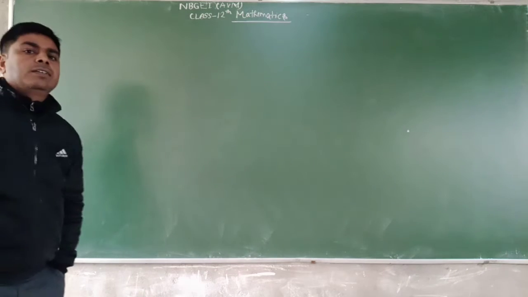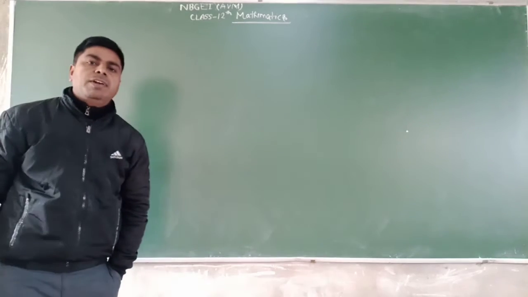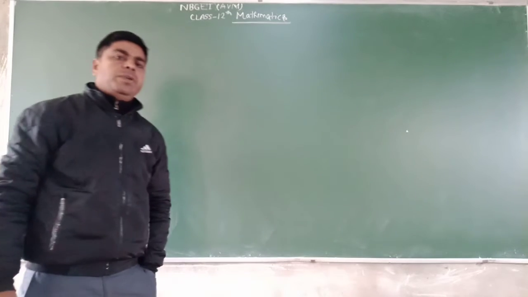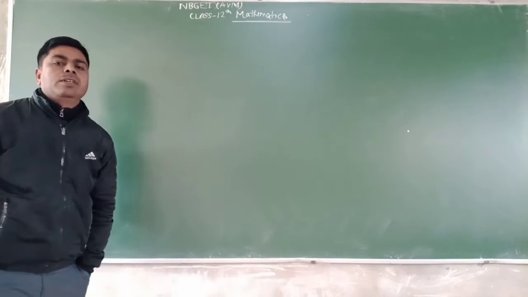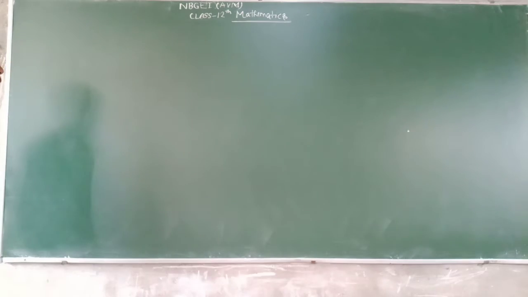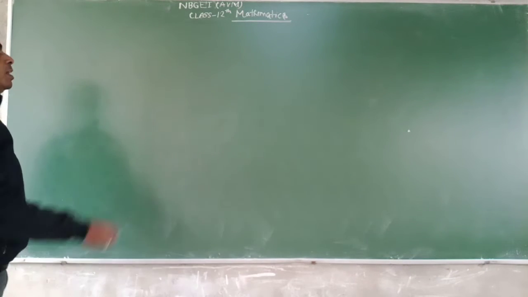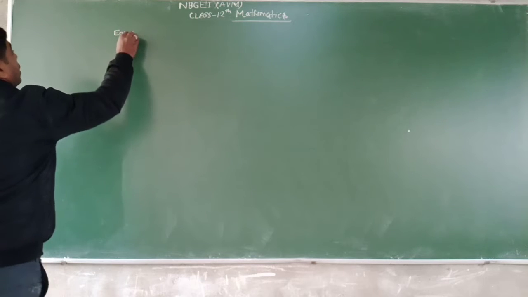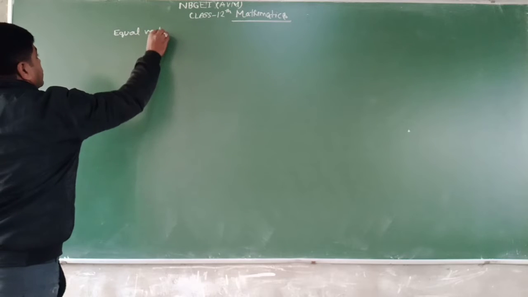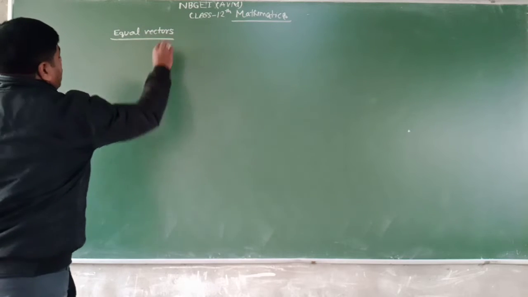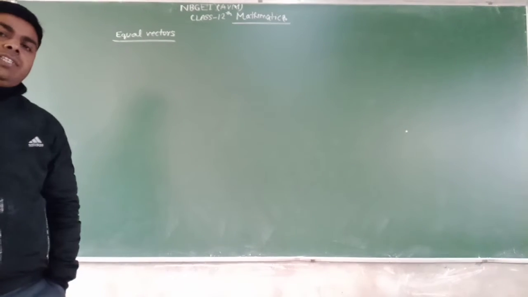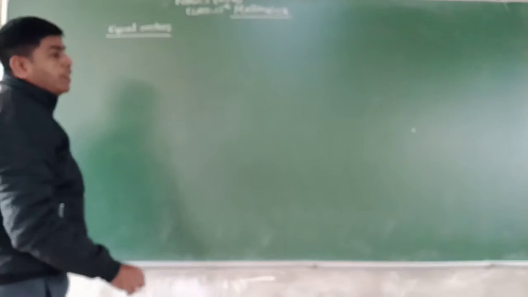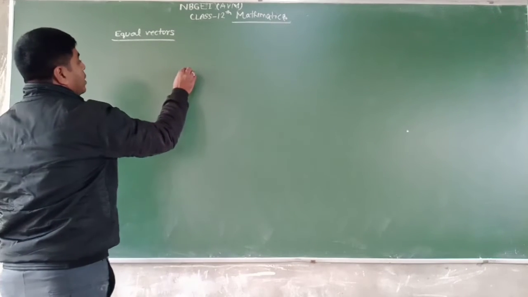Hello students, good morning. Today we will discuss the types of vectors. In the previous video we studied various types of vectors. Now we will understand equal vectors. Equal vectors are vectors in which the magnitude and the direction of the vector are both the same.